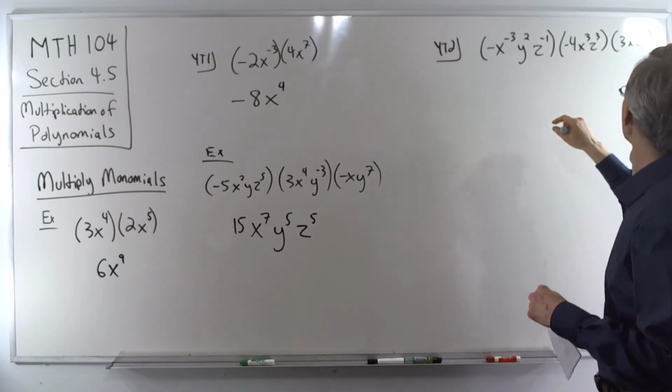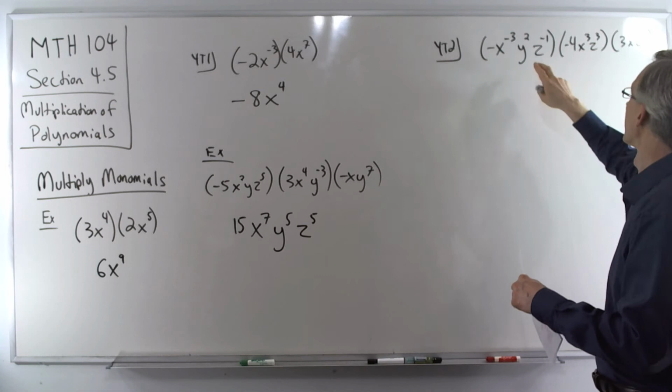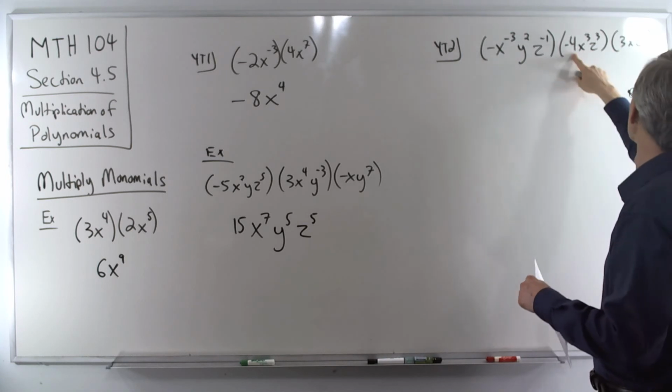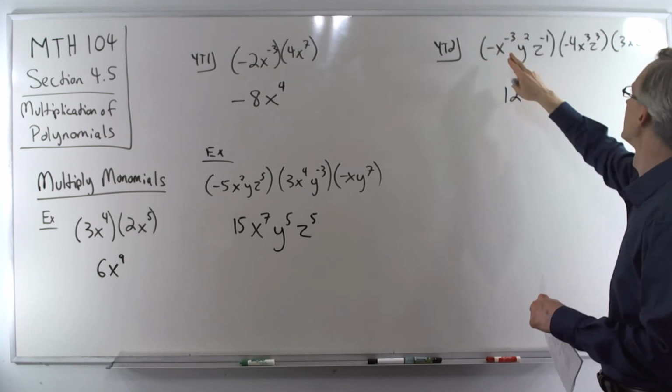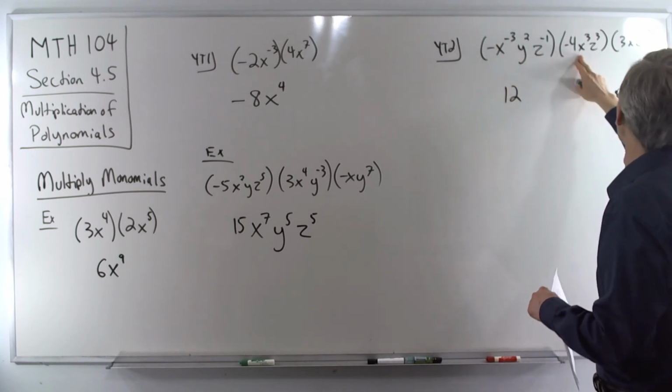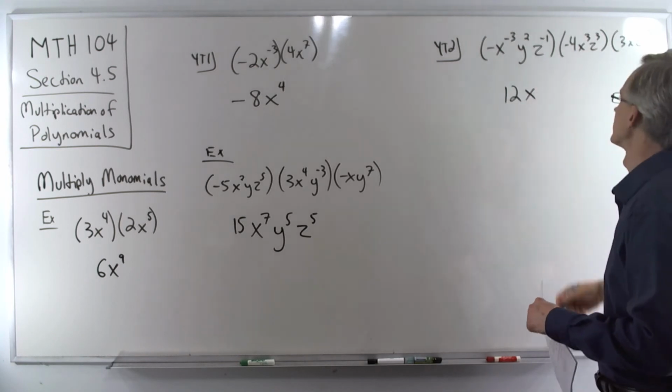So multiplying these out, we've got 2 negatives, so again those will cancel. All right, then we've got 1 coefficient here, times 4 times 3, so that's 12. Now we'll do the x's. X to the negative 3 times x to the 3rd. Add those together, we get 0, and then got 1 more here, so a single x in the answer.